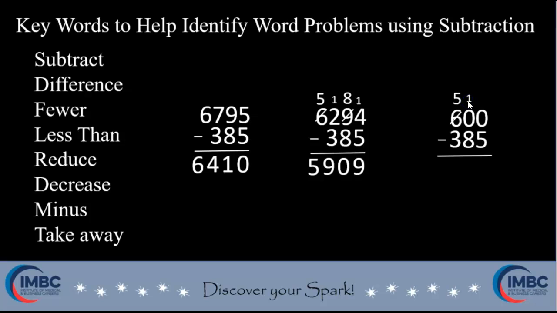The tens becomes 10 times 10, which is 100. And now the 0, we can now borrow from the tens place. We cross it out. This becomes a 9. We bring the 1 over. 10 minus 5 is 5. 9 minus 8, 1. 5 minus 3, 2. 215.